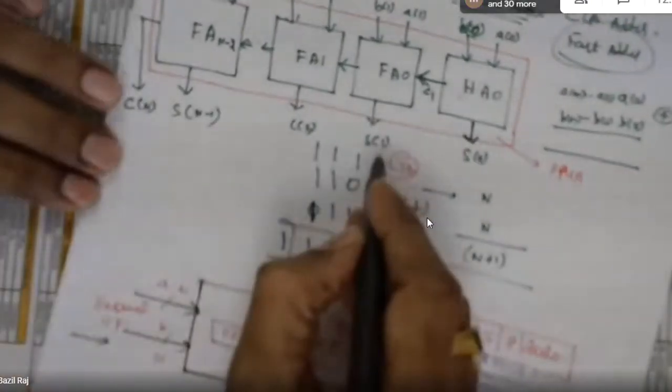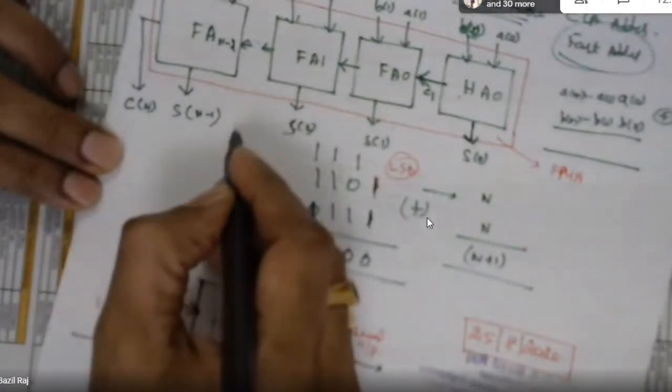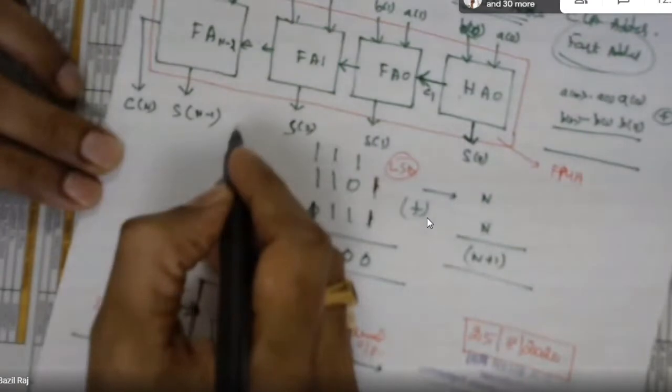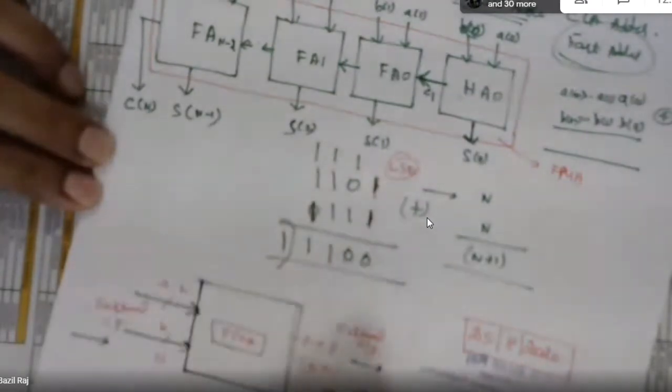Look here, if you see this design, since the A0, B0, A1, B1, A2, B2, An minus 1, Bn minus 1, all are available at an instant of time, the S of 1 is also available, S of 2 also available, S of n minus 1 also available, correct. But they are all not the correct answer. It will take some time to give you the correct answer because of the carry propagation. Carry propagation will take some time now.